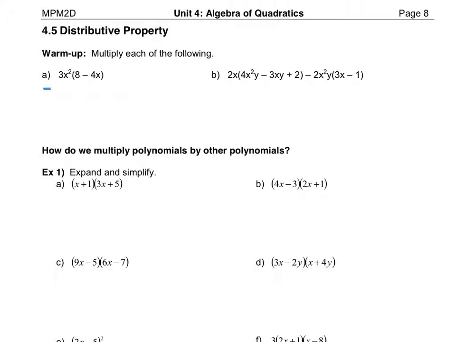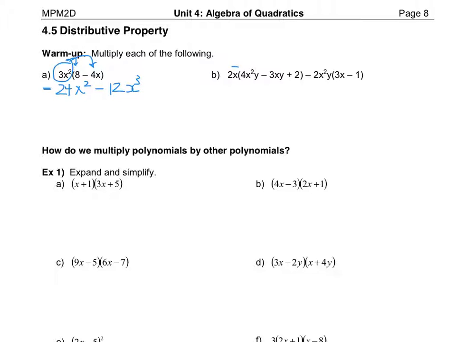Okay, with the warm-up question, I'm going to be taking the monomial 3x squared, and I have to multiply both these terms in the binomial. So 3 times 8 is 24, and then we still have an x squared with that. 3 times negative 4 would be minus 12, and then we have x squared times x, which we keep the base the same, and we add the exponents to get x cubed. So we have that being equal to 24x squared minus 12x cubed.